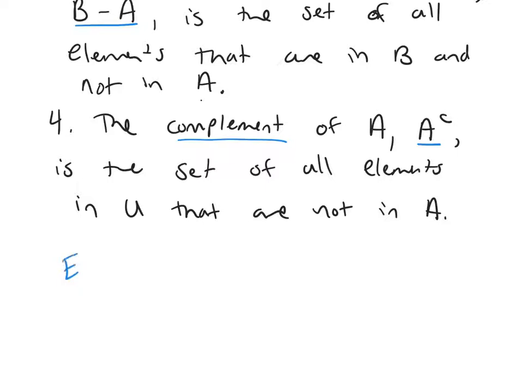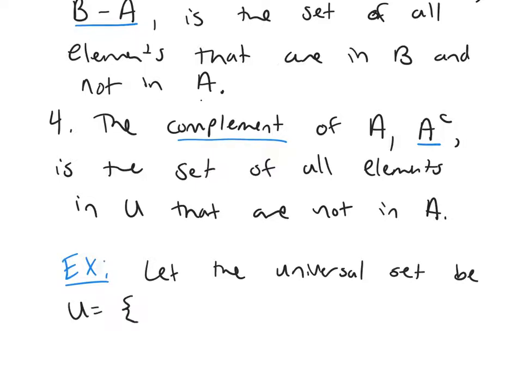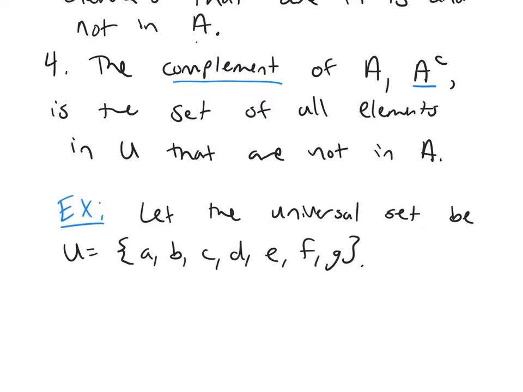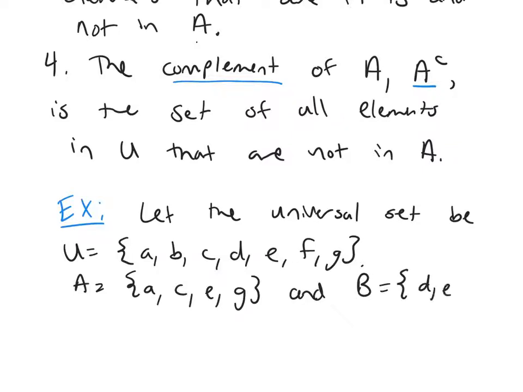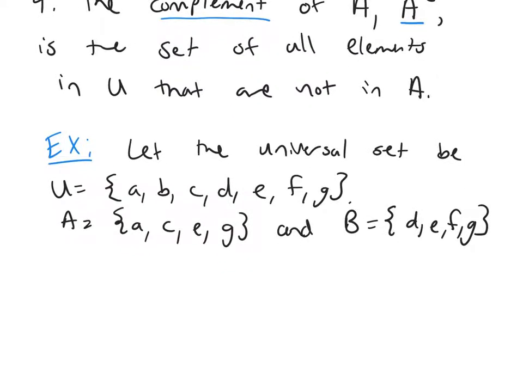Alright, so let's look at an example of these. Let's say our universal set is going to be A, B, C, D, E, F, and G. And then I'm going to define two other sets. Let's say A is going to be A, C, E, and G. And the set B is going to be D, E, F, and G. And I want you to find all of these sets now.